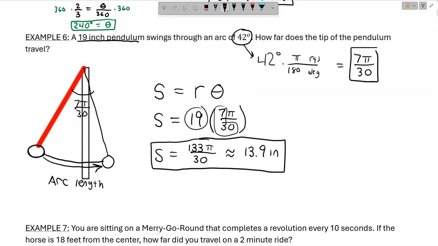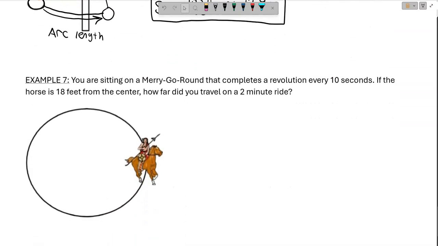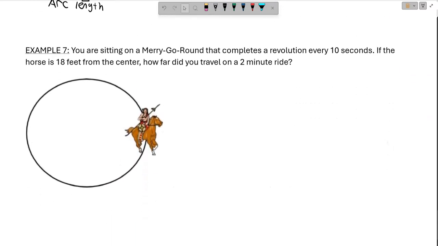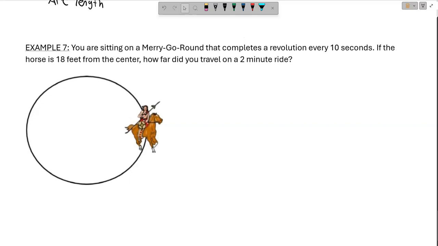Let's take a look at one more example of this. So now we have something a little different that's interesting here. It says you're sitting on a merry-go-round that completes a revolution every 10 seconds. This is going to be a little bit of a challenge, a little different. The horse is 18 feet from the center. That's going to be our radius, by the way. We want to know how far we traveled on a 2-minute ride.